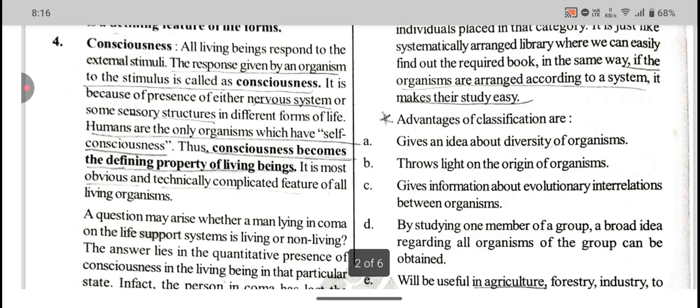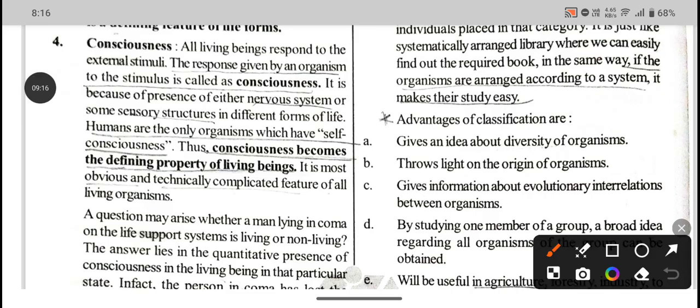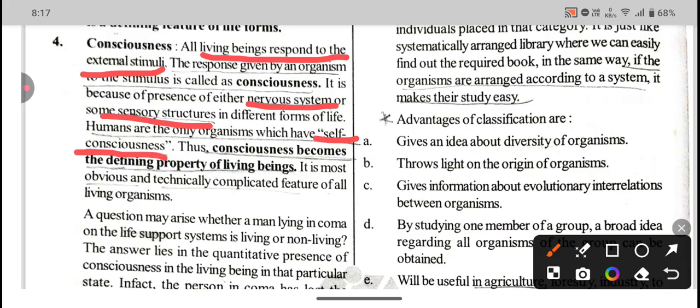And number four is consciousness. Consciousness is nothing but the ability of an organism to respond to the external environment. So all living organisms do respond to external stimuli. The response given by an organism to the stimulus is called consciousness. It is because of the presence of either a nervous system or some sensory structures in different forms of life. If you take the example of humans, they are the only organisms which have self-consciousness, and this consciousness becomes a defining property of the living beings.